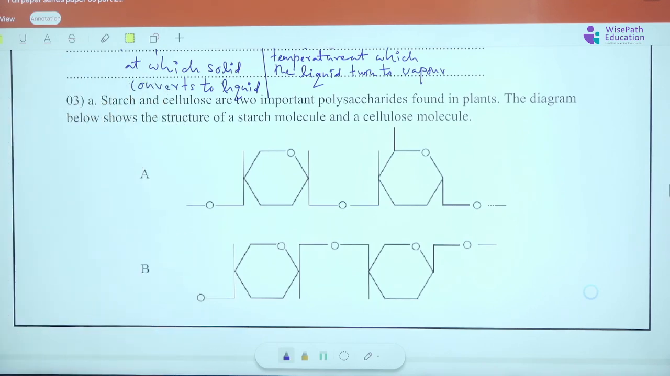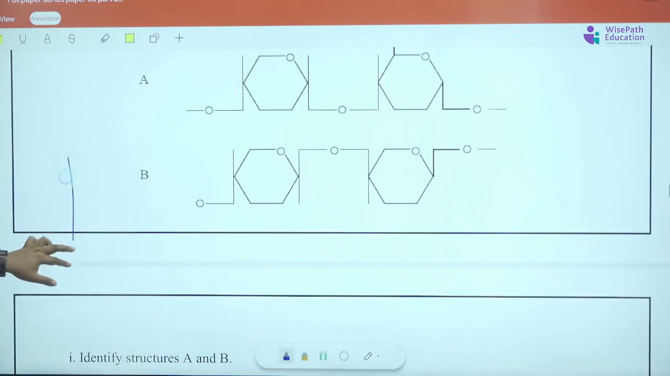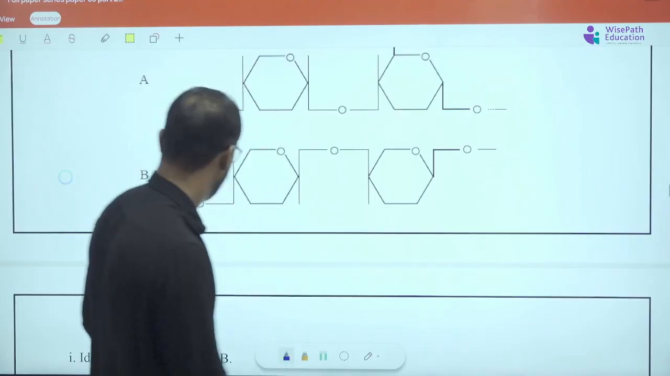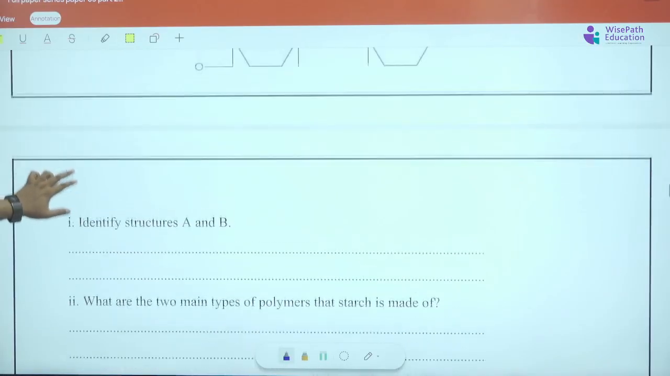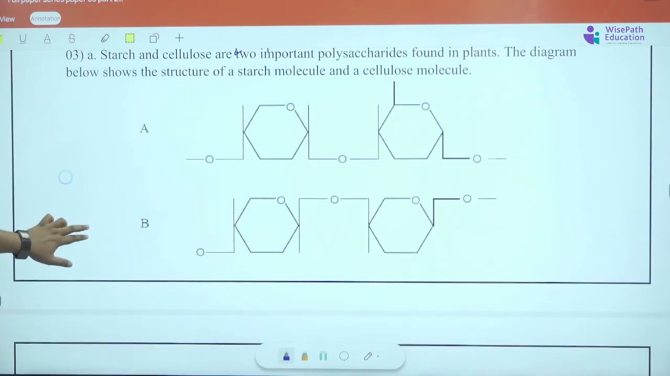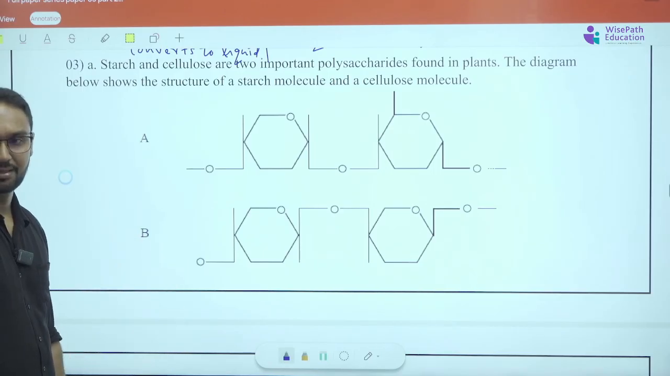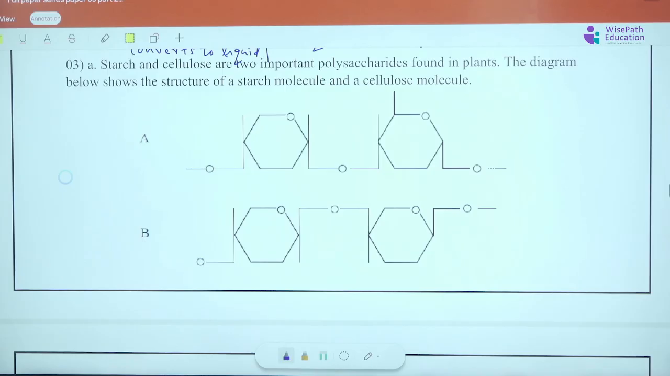The diagram below shows the structure of starch molecules and the cellulose molecules, right? Identify structure A and B. Prove what? Starch and cellulose. Yeah. So what is starch? What is cellulose?